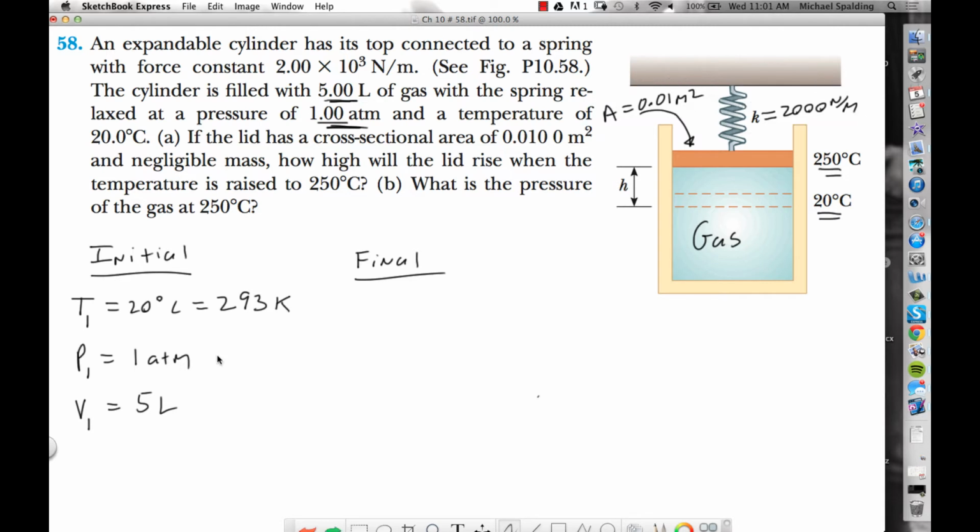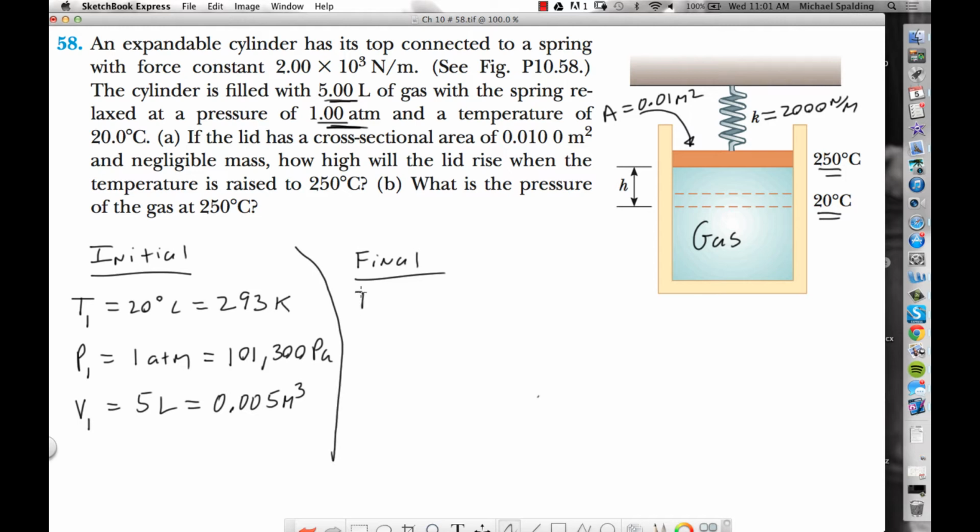So 1 atmosphere, is that metric? What's the metric unit for pressure? Pascal. 1 atmosphere is 101,300 pascals. Liters is not metric. We got to convert that to cubic meter. The conversion there, 1 cubic meter is 1,000 liters. So 5 liters is 0.005 cubic meter. Okay, so this is our initial data.